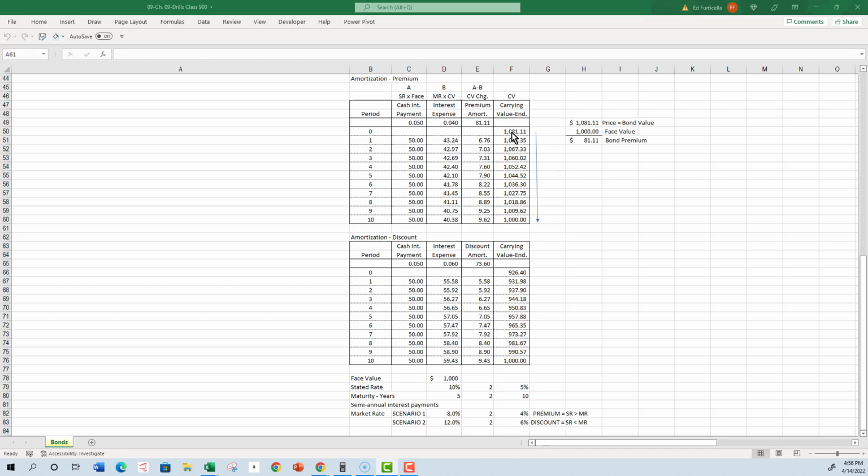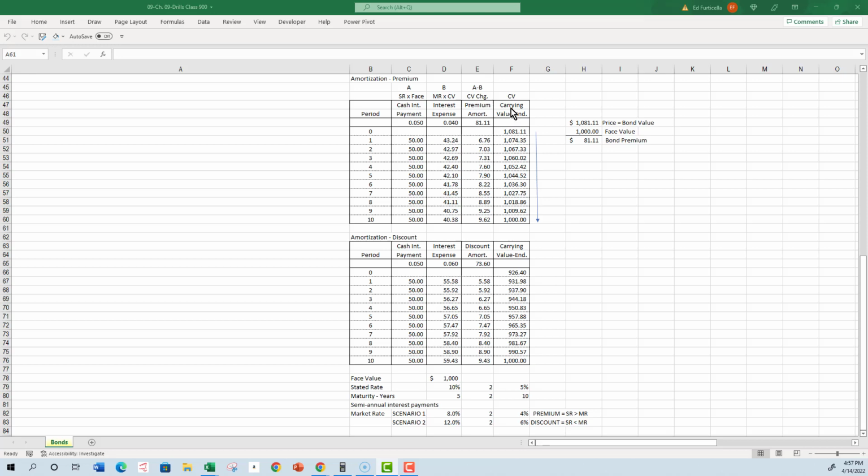The third column is labeled premium amortization, or it's the change in the carrying value. The change in the carrying value is always determined by taking the difference between the cash payment and the interest expense. For the first period, the cash payment's $50. The interest expense is $43.24. So the change in the carrying value, or the premium amortization, will be $6.76.